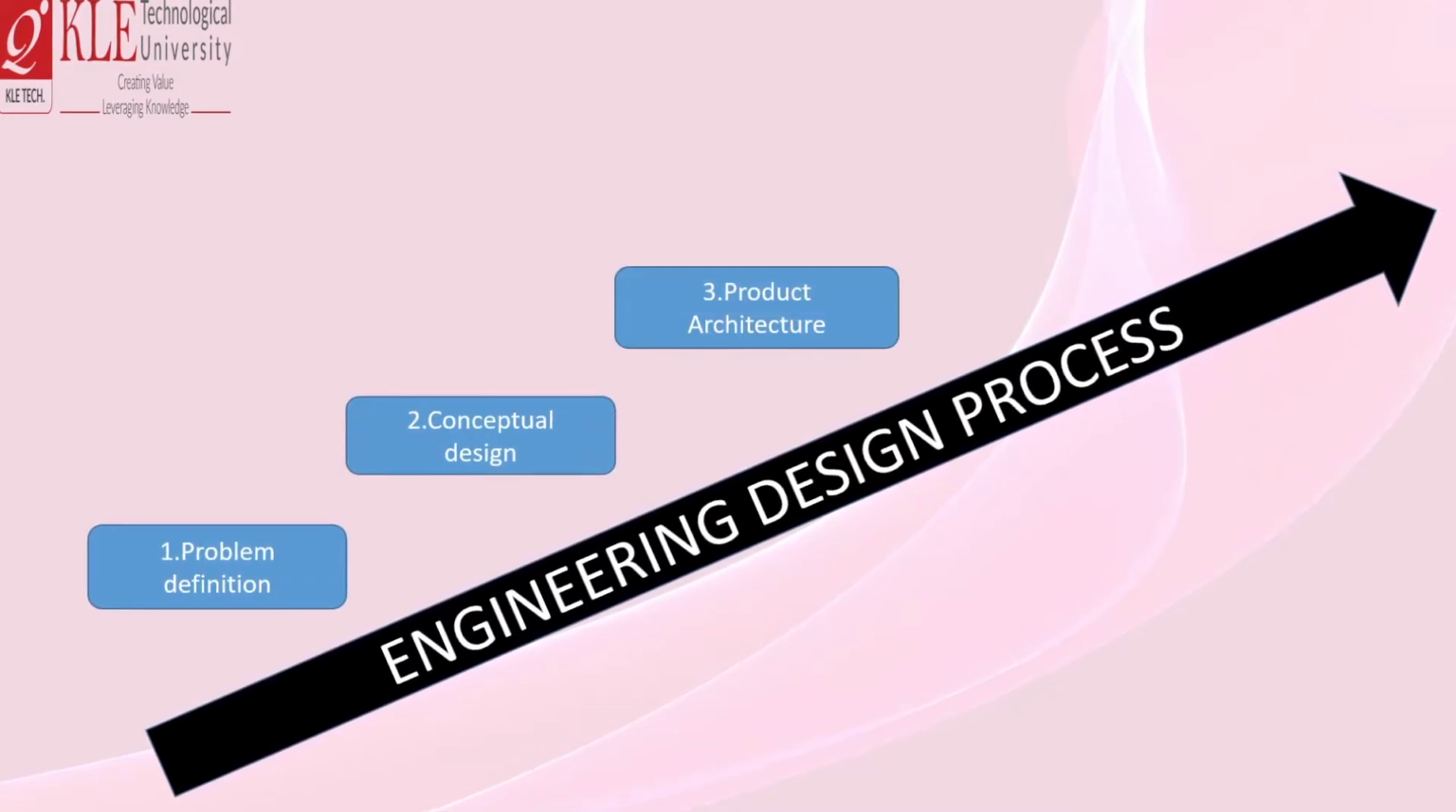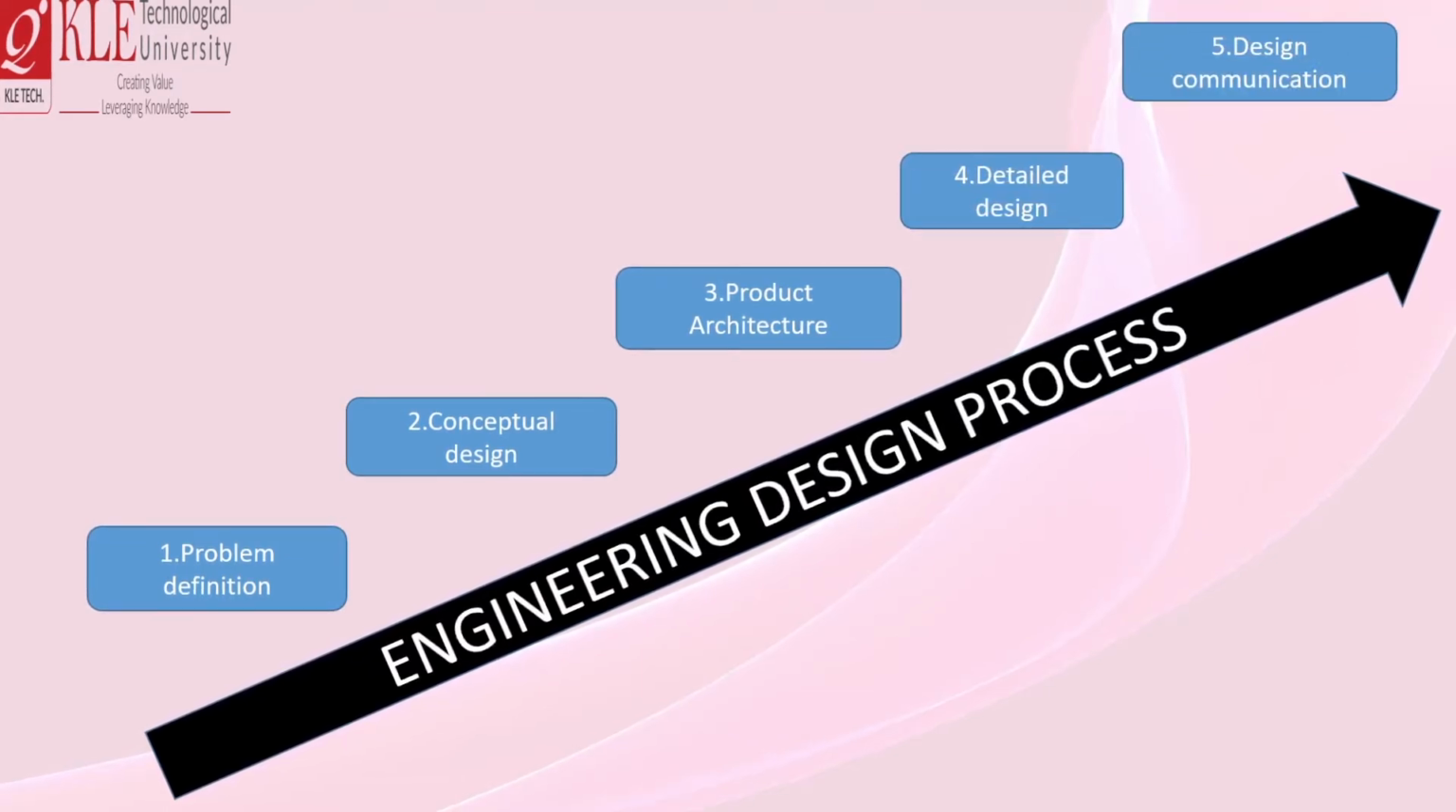In engineering exploration, we have a process that is known as the engineering design process. It basically has 5 steps. First one is problem definition. Second one is conceptual design. Third one is product architecture. Fourth one is detailed design. Fifth one is design communication.